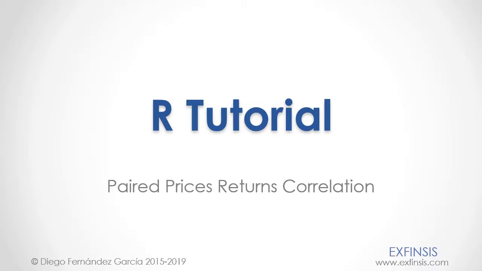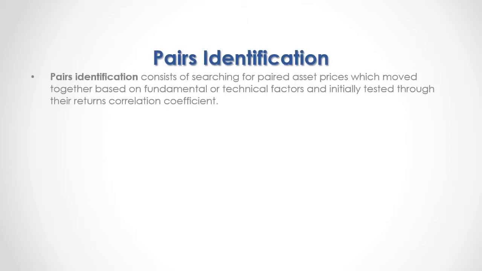Our tutorial, Paired Prices Returns Correlation. Pairs identification consists of searching for paired asset prices which moved together based on fundamental or technical factors and initially tested through the returns correlation coefficient.